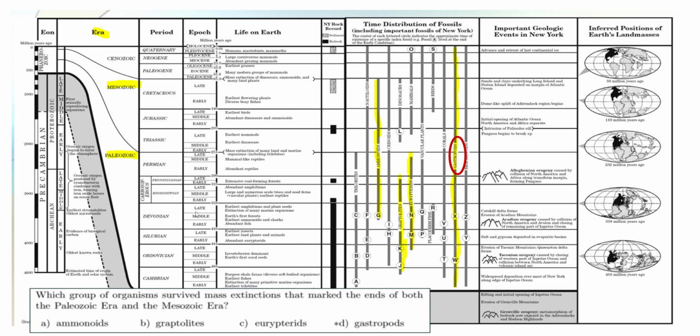So, if I look at the end of the Paleozoic and the Mesozoic, it looks like gastropods existed around both those times. For eurypterids, they went extinct right before the end of the Paleozoic era. The graptolites went extinct around the Paleozoic era, and the ammonoids went extinct right at the end of the Mesozoic era. So gastropods are the only ones that survived the mass extinctions.